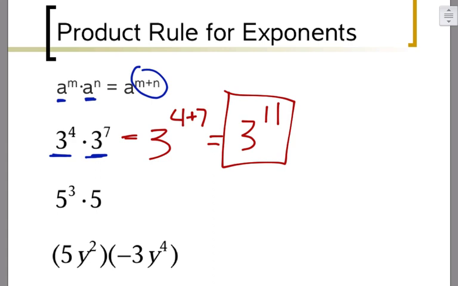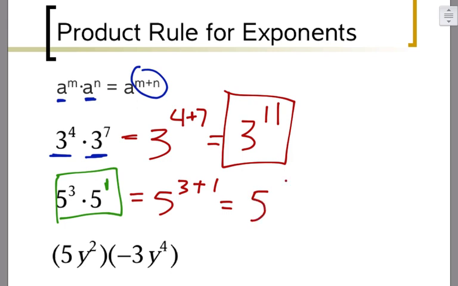So here we've got 5 to the 3rd times 5, and the tricky thing on this type of problem is many of us forget that there's really a 1 there that's invisible because there is 1 5 there. And so what we do is we would just take 5 to the 3rd and add it with the 1, and you would get an answer of 5 to the 4th.